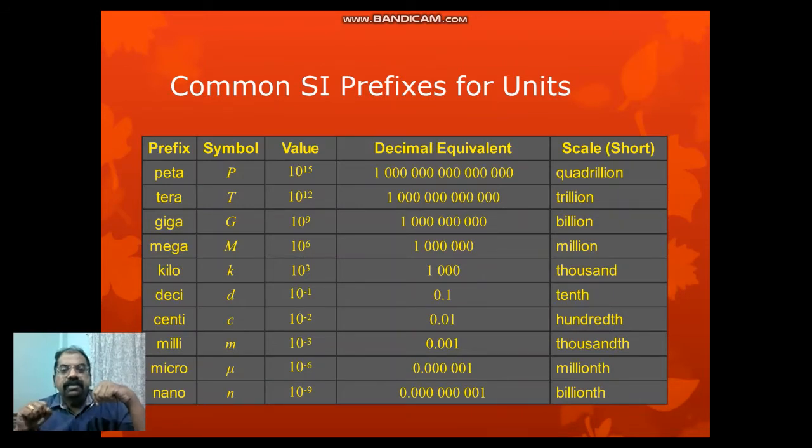Next, common SI prefixes for units. You can go through this table once. It is very important when you talk about the prefix which you use while measuring something. That is nano, 10 to the power minus 9, micro, 10 to the power minus 6, milli, 10 to the power minus 3, centi, 10 to the power minus 2, then deci, 10 to the power minus 1, kilo, 10 to the power 3, then mega, giga, tera, peta. These things you have to keep in mind. Please note down this also.